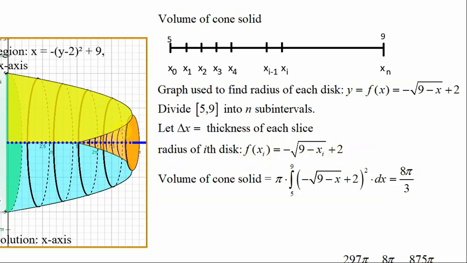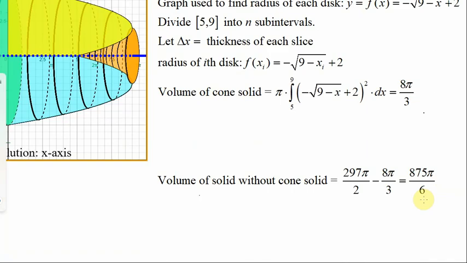And if we divide this cone right here into an infinite number of slices, then we get the integral from 5 to 9 of pi times the square of the radius, which is this, and then times the thickness of each slice. And then evaluating this integral will give us 8 pi over 3. So the volume of the cone is 8 pi over 3.